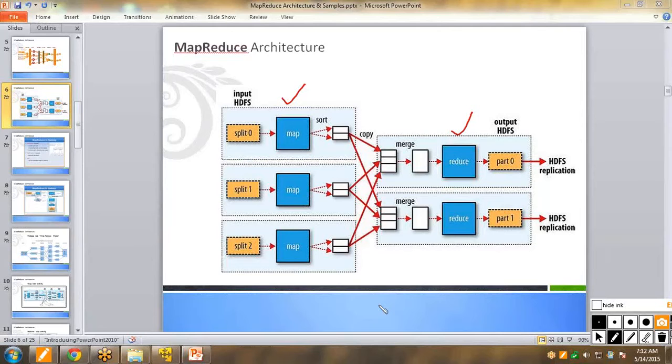All right. Let us move on and see the things in MapReduce. Rajiv, are you with me? Yeah, yeah.